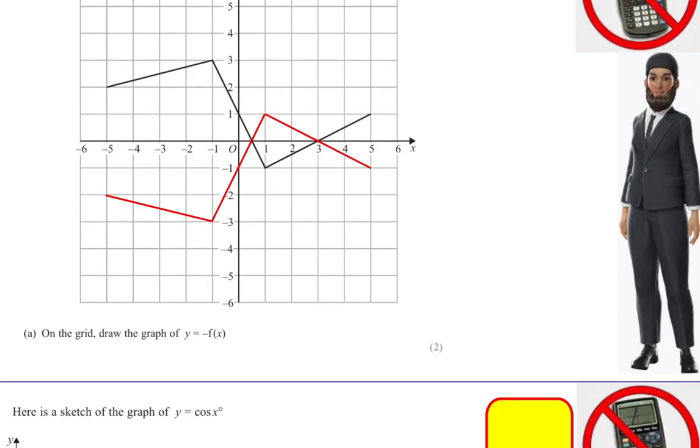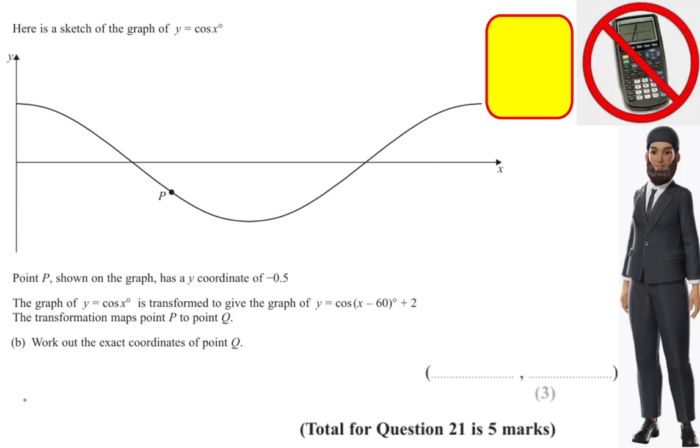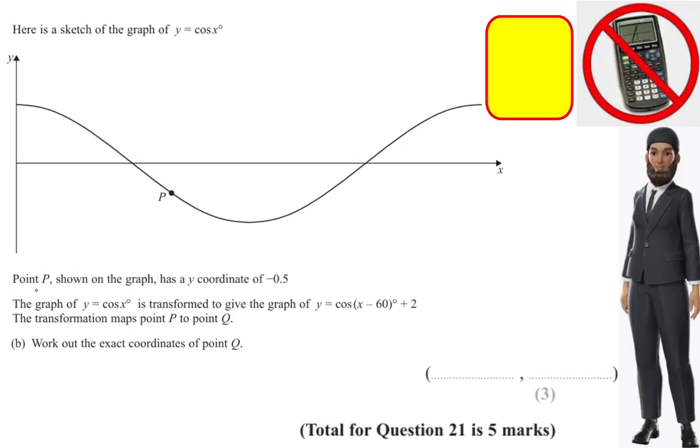Let's move on to part B. Here is a graph of y equals cos x. Point P shown on the graph has a y coordinate of minus 0.5. The graph of y equals cos x is transformed to give the graph of y equals cos(x minus 60 degrees) plus 2. The transformation maps point P onto point Q. Work out the exact coordinates of point Q.